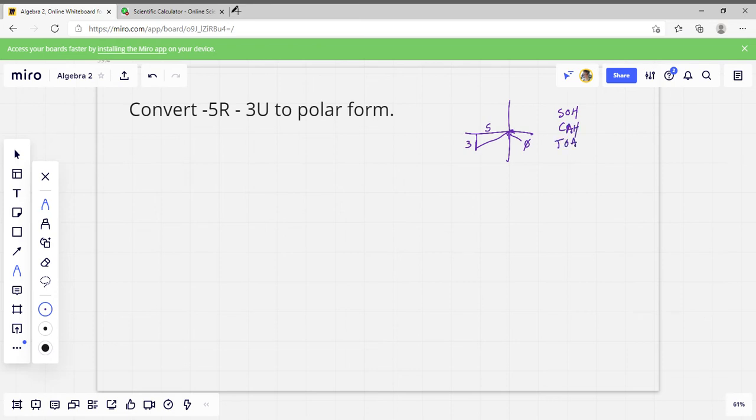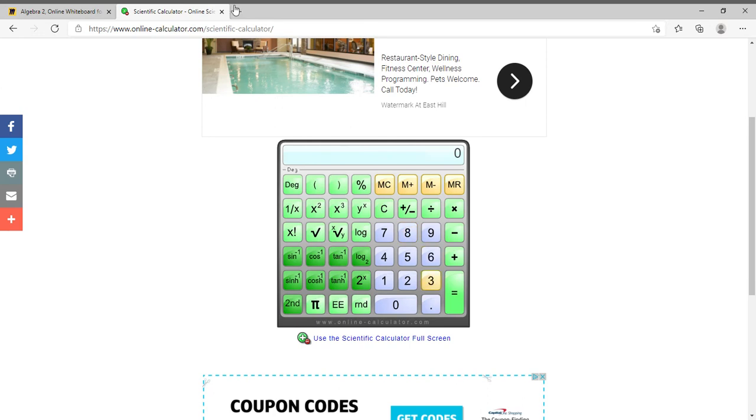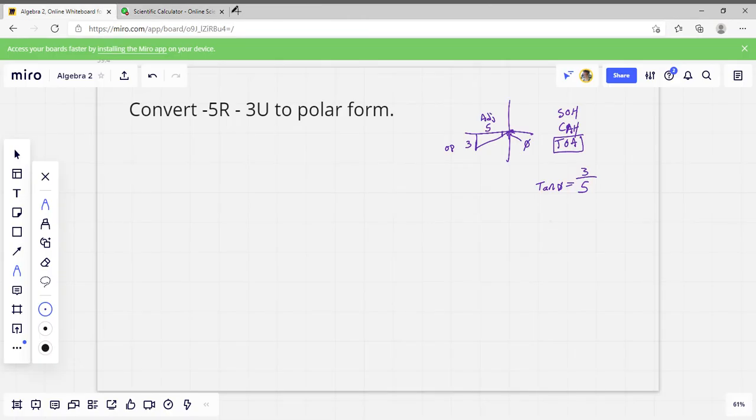TOA. If I look at angle theta, I can see that this one's the opposite and that one's the adjacent. So I can use TOA right here, tangent, because it is opposite and adjacent. So the tan of angle theta equals my opposite, which is 3, over my adjacent, which is 5. I'm going to go to my calculator and say 3 divided by 5 is 0.6.